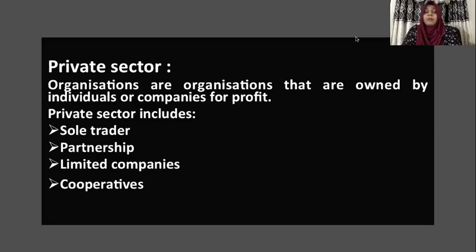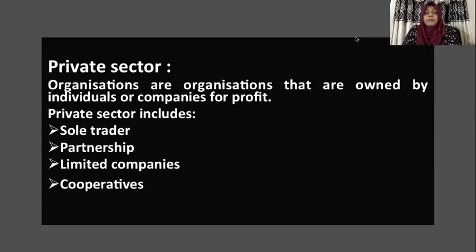When we are looking at some of the private sector businesses, we have mainly 4 different private sector businesses, such as sole trader business. Sole trader business is a business which is owned by one person, and the person will be able to take unlimited liability, and that single person will be responsible for all the losses, at the same time all the profits that have been enjoyed.